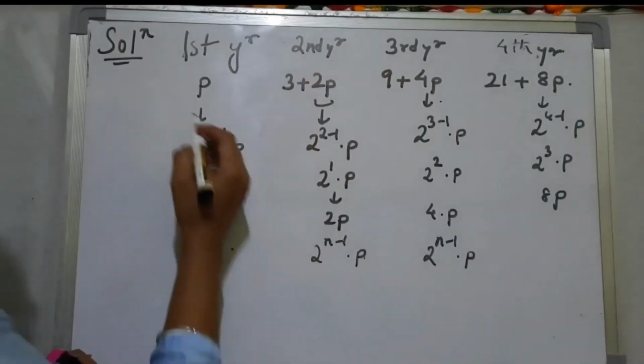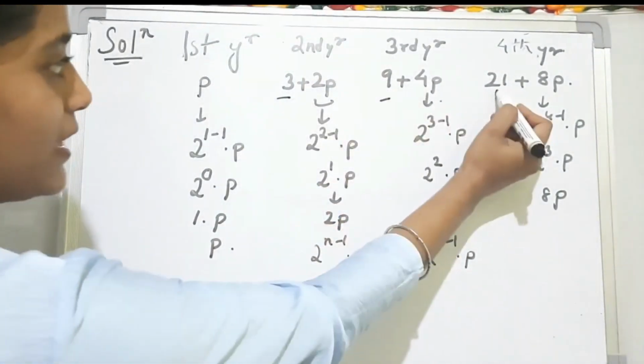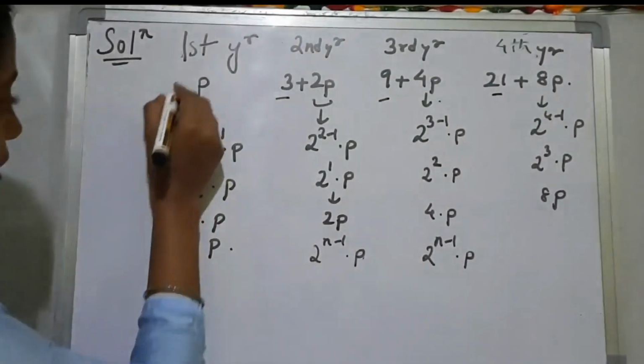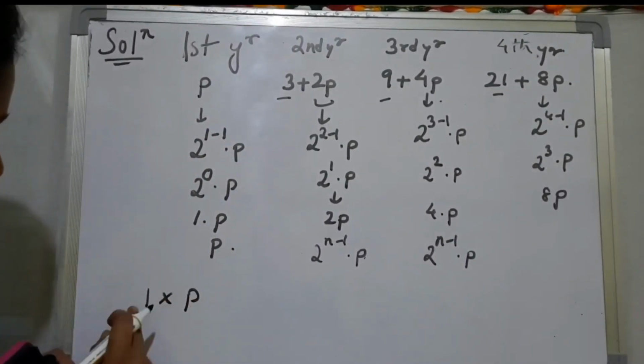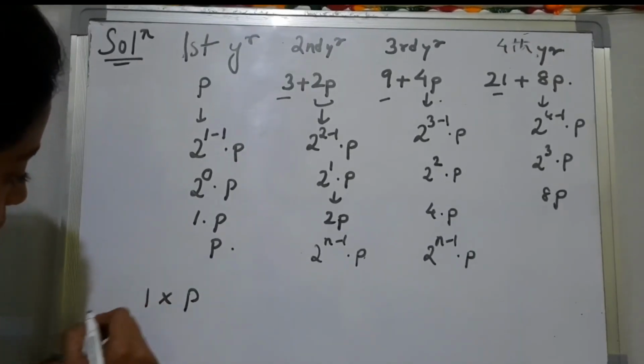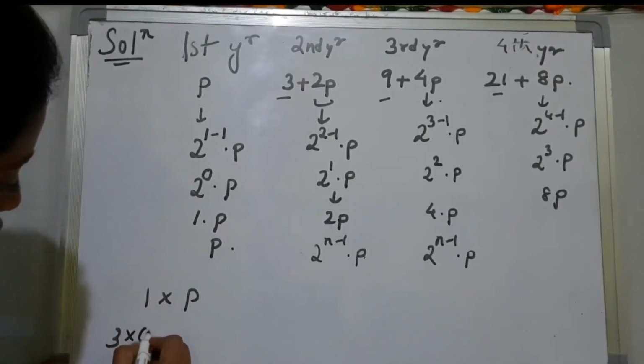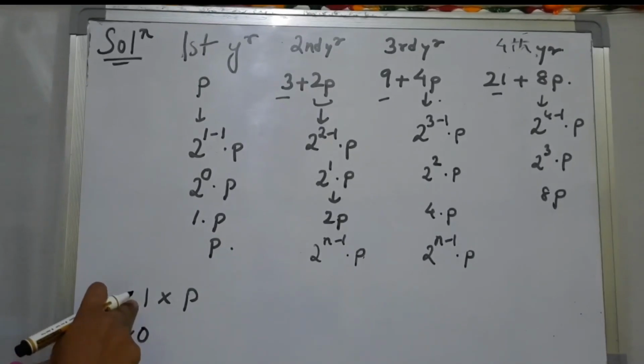Now let us find the pattern for this 3, 9 and 21. So we can write here P as 1 into P. That is 1, we can write it as 3 into 0. We will get ultimately, sorry.